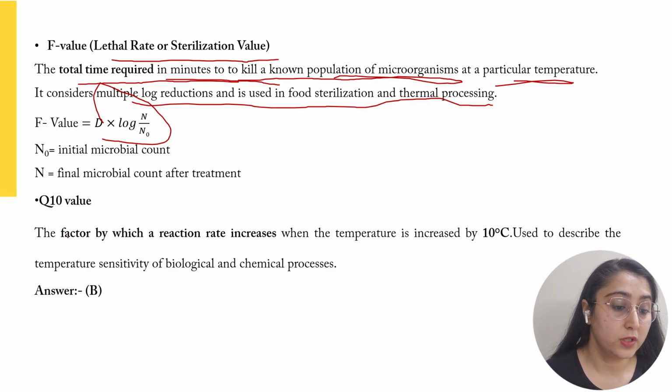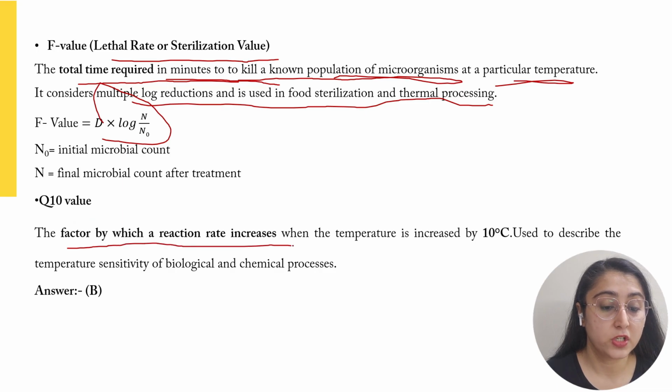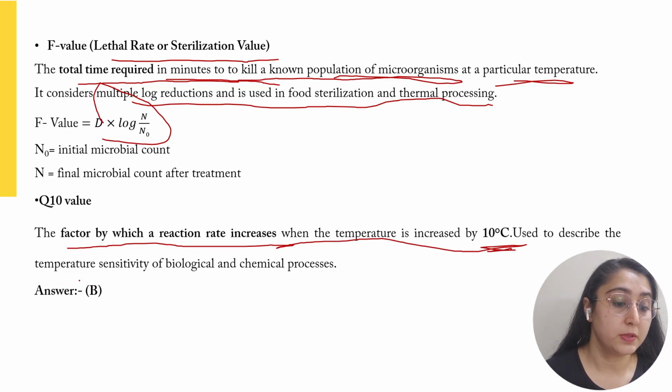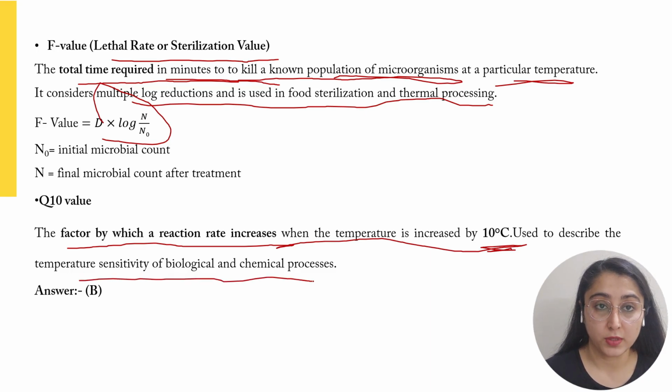And then we have Q10 value, which is basically the factor by which a reaction rate increases when the temperature is increased by 10 degrees Celsius. So this is basically used to describe the temperature sensitivity of biological and chemical processes. So now we know the meaning of all these terms.